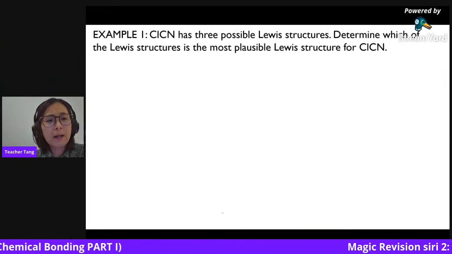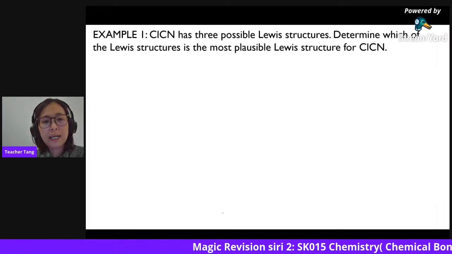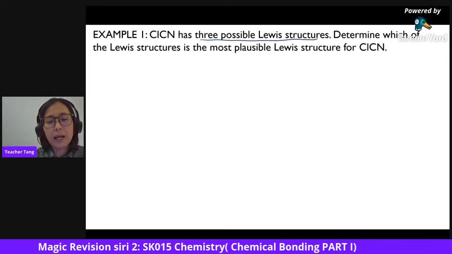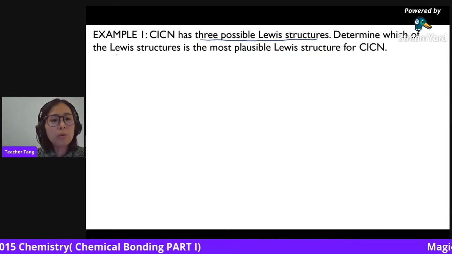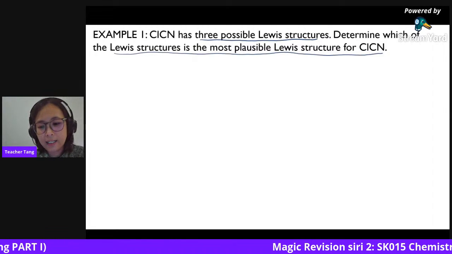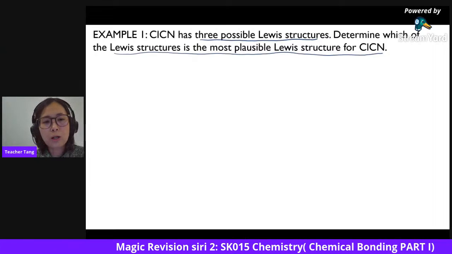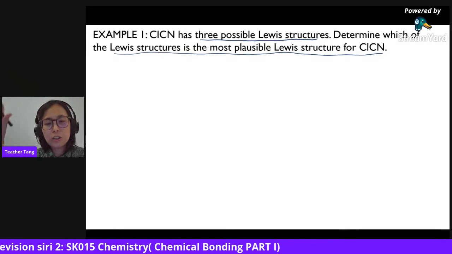So for example 1, ClCN here. ClCN has 3 possible Lewis structures. And then the question wants you to determine which Lewis structure is the most plausible Lewis structure for ClCN. So to do this, again, we need to draw the Lewis structure for ClCN first. To draw the Lewis structure, you just need to go through the 4 steps.